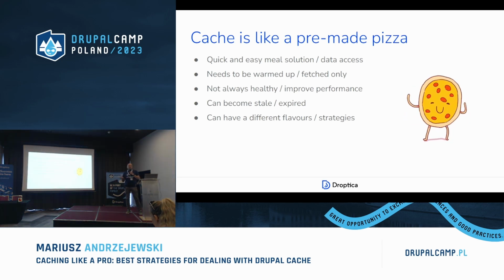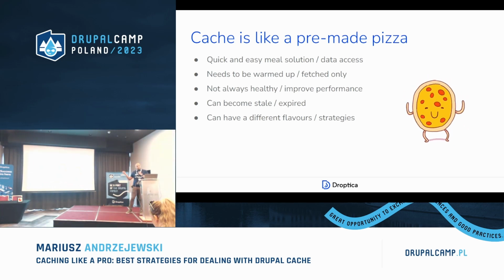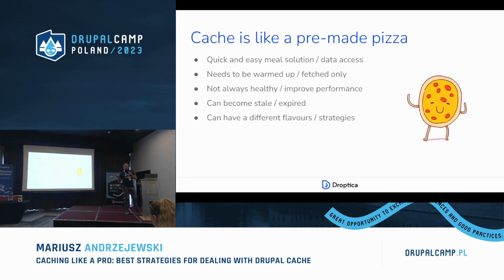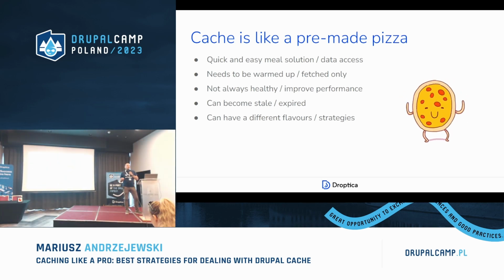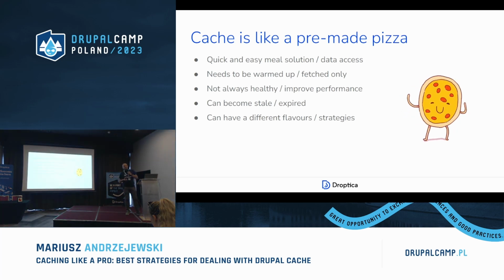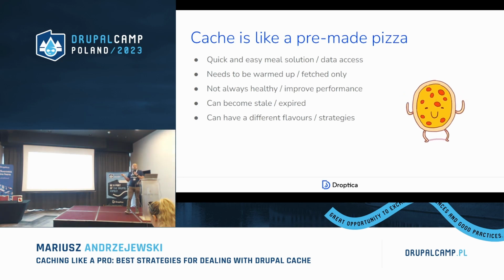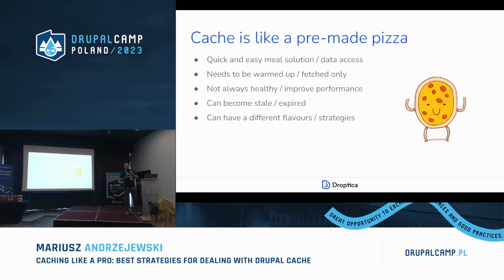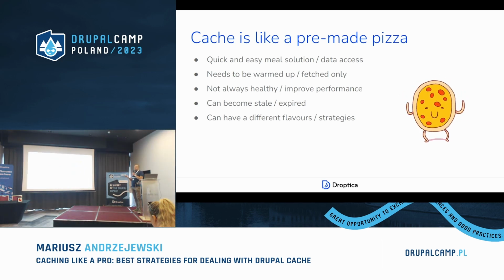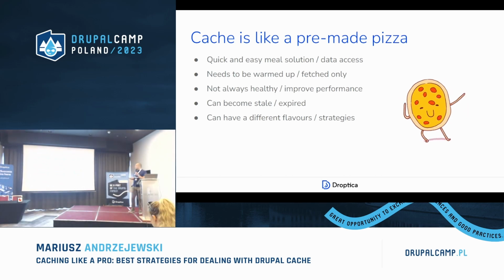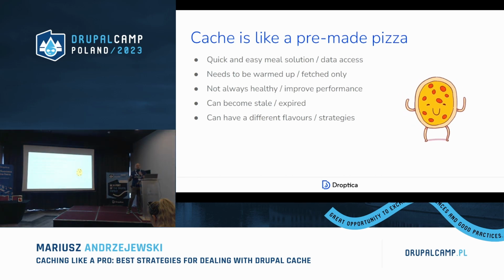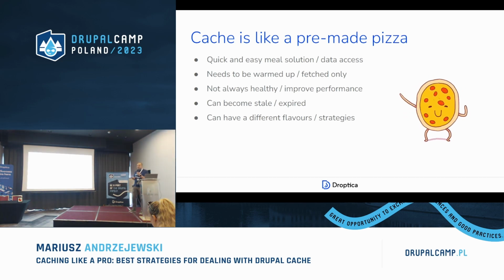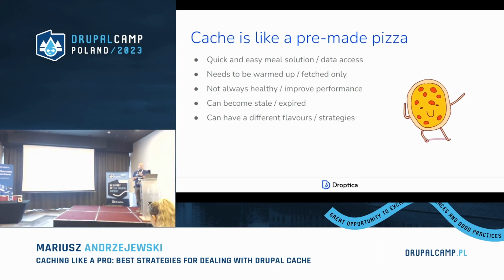But yeah, why is it similar? Both we can have really fast, really quick. Both require some kind of warming up. So the pizza, the cache, same. Pizza is not always healthy. The same goes for a cache. It won't save us from trouble in all of the cases, so it sometimes might not be very good. Both can get expired. Yeah, you can try it after the date of expiration, but we don't know the outcome.